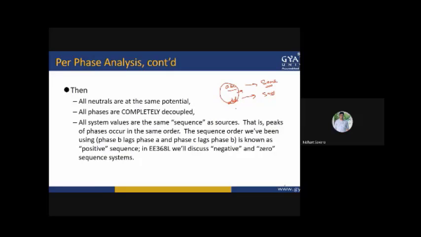So the peaks of the phases occur in the same order, and in the sequence order we have been using, phase B lags phase A and phase C lags phase B, which is known as a positive sequence. We will discuss the negative and zero sequence systems also.